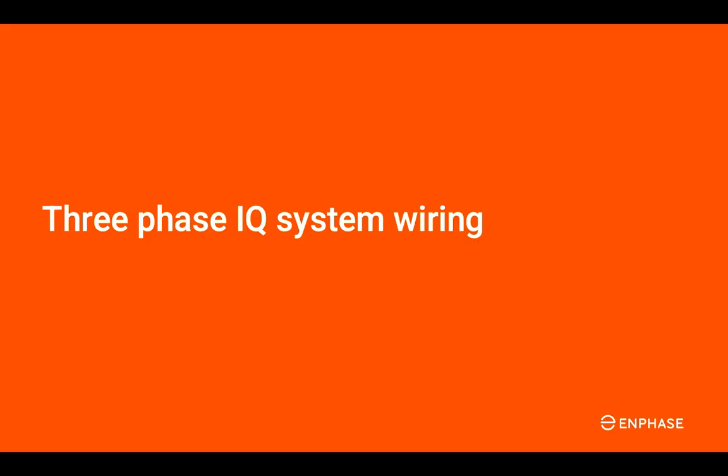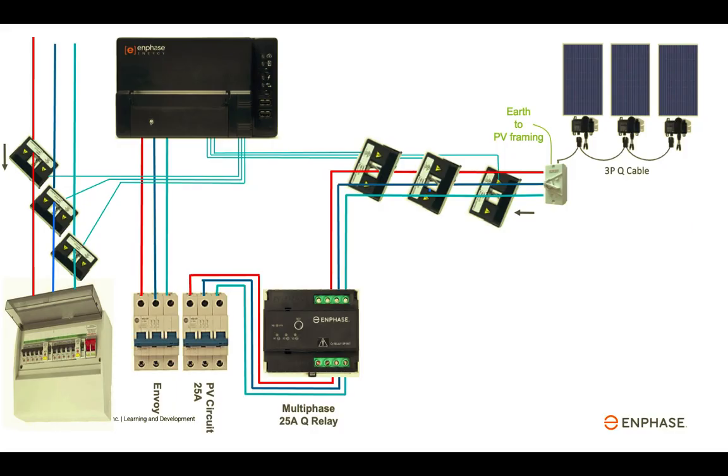Three-phase IQ system wiring. In a three-phase installation, the Envoy S-metered and InPhase components are wired for three phases. The Envoy S-metered requires a three-phase supply. Per phase consumption CTs are installed for measuring consumption loads. In this location, these also measure the excess solar being exported to the grid.